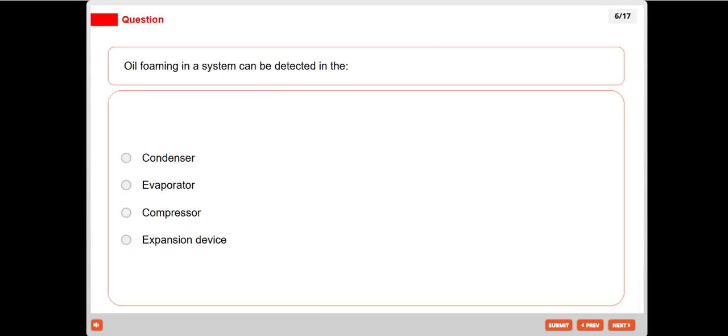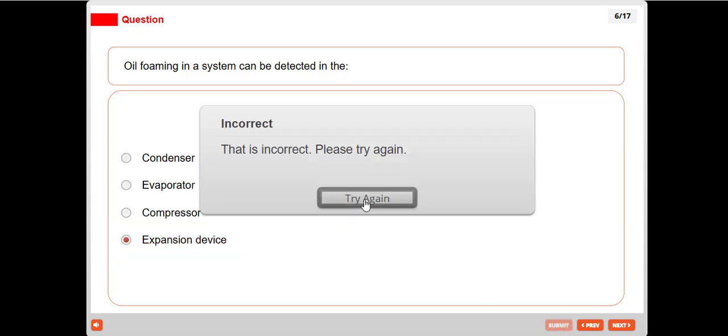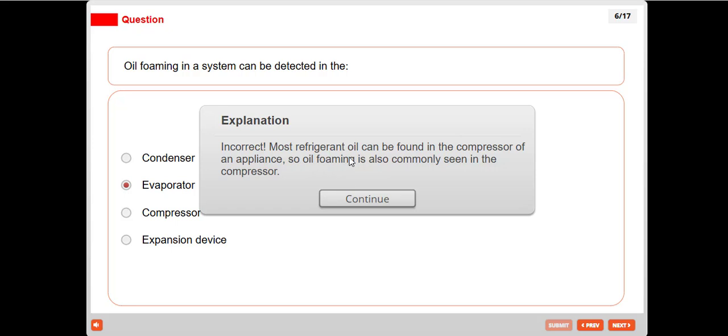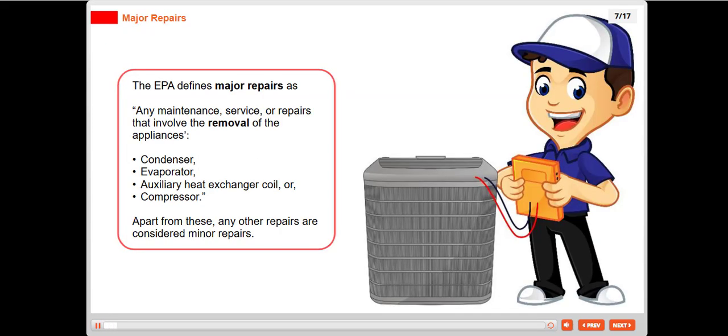Oil foaming in a system can be located in the condenser, evaporator, compressor, or expansion device. Let's check it. Most refrigerant oil can be found in the compressor. So oil foaming is in the compressor.